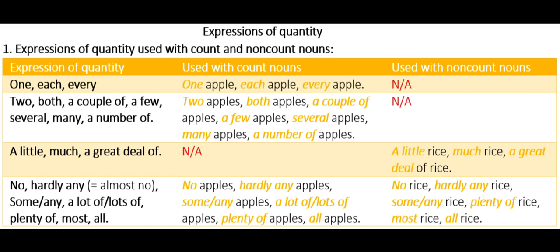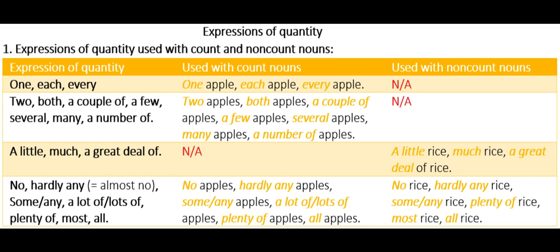Used with count nouns. Example: two apples, both apples, a couple of apples, a few apples, several apples, many apples, a number of apples. A little, much, a great deal of. Used with non-count nouns. Example: a little rice, much rice, a great deal of rice.